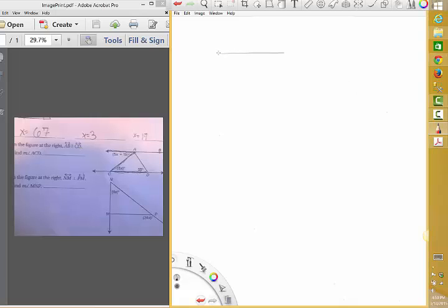So the first question: in the figure at the right, line AB is parallel to line CD. So you have two lines that are parallel to each other, and you have this triangle in the middle. This one's line AB, and this one's line CD. So these lines are parallel to each other.